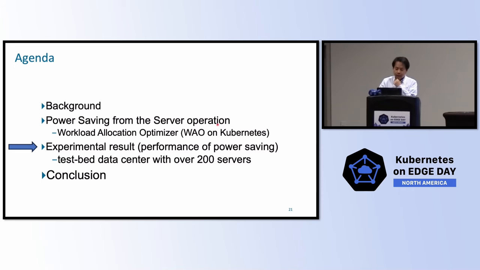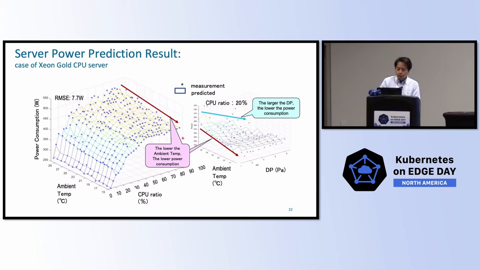Okay, so next I want to show you how much power consumption reduction I'm talking about based on these implementations. This is based on the testbed data center of around 200 servers, but I will only pick some servers for demonstration purposes. First, I want to show the power consumption result. This is for a server with an Intel CPU. This server has 96 cores. When there is a lower ambient temperature, there is lower power consumption, and the prediction model captures this behavior. Also, when there is a large static pressure difference, it also lowers the power consumption.